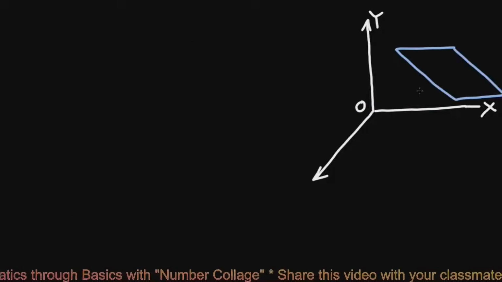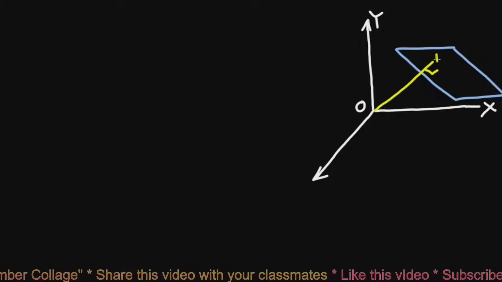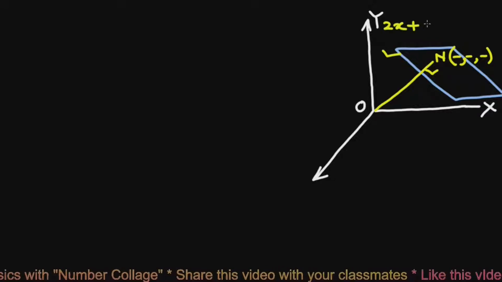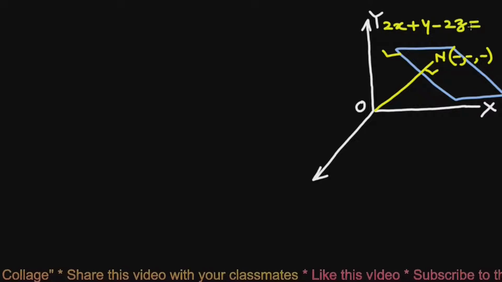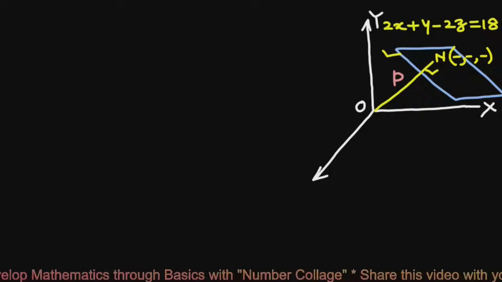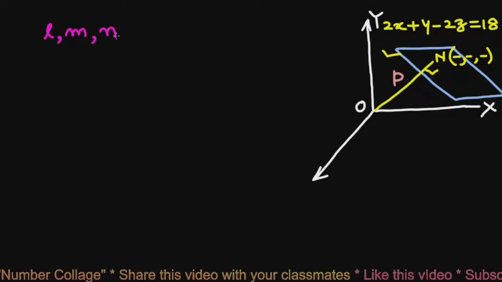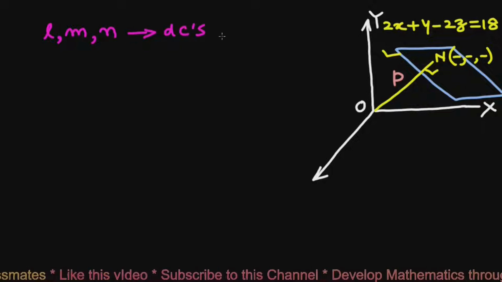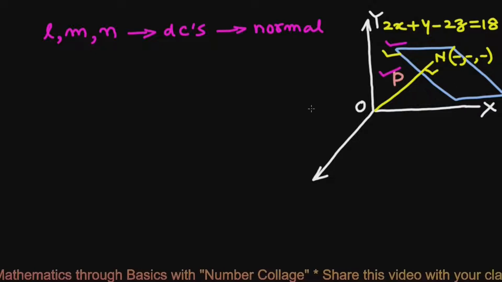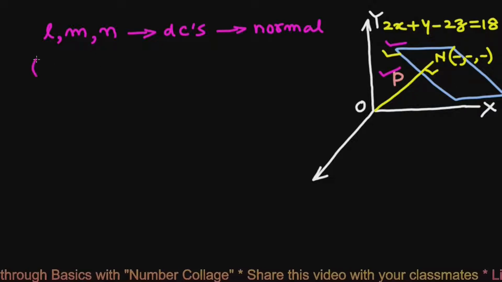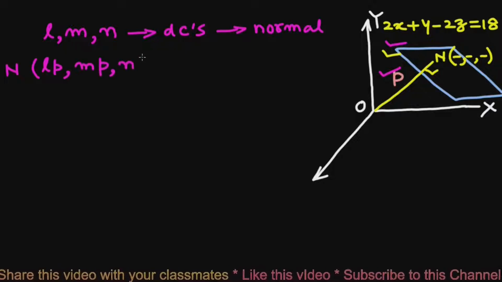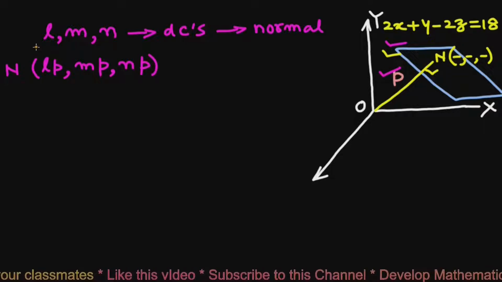We have to find the coordinates of the foot of the perpendicular N, where the equation of this plane is 2x plus y minus 2z equals 18. We have the perpendicular distance ON equals p. Now we know that if l, m, n are the direction cosines of the normal to this plane, and p is the perpendicular distance of this plane from origin, then the coordinates of the foot of the perpendicular N will be lp, mp, np. So we need to find the direction cosines.